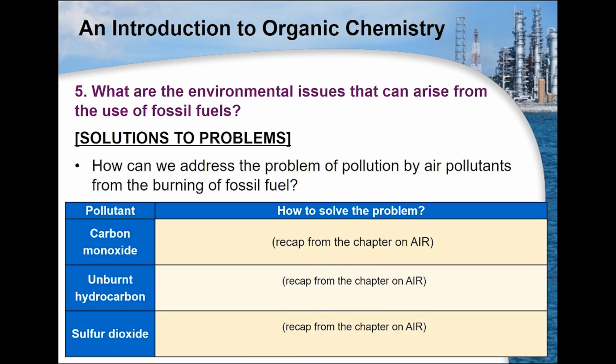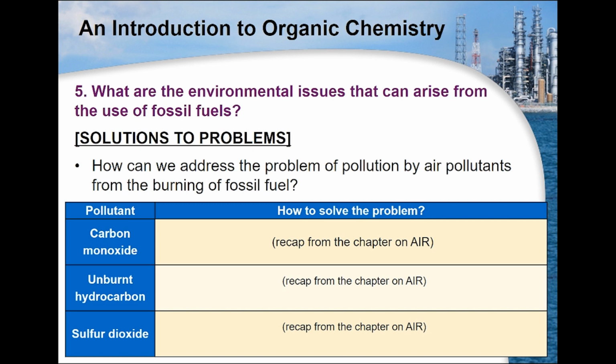First, if you want to address the problem of pollution by air pollutants from the burning of fossil fuel, we actually need to go back and take a look at what we learned in the chapter on air. Because carbon monoxide, unburned hydrocarbon and sulfur dioxide are all called air pollutants, and there are various ways to treat all these air pollutants, maybe using a catalytic converter, for example. So what I will need you to do is to go back and look at the notes on the air chapter, try to refresh your memory and link these two chapters together by filling in the blanks. So that's the problem of pollution.